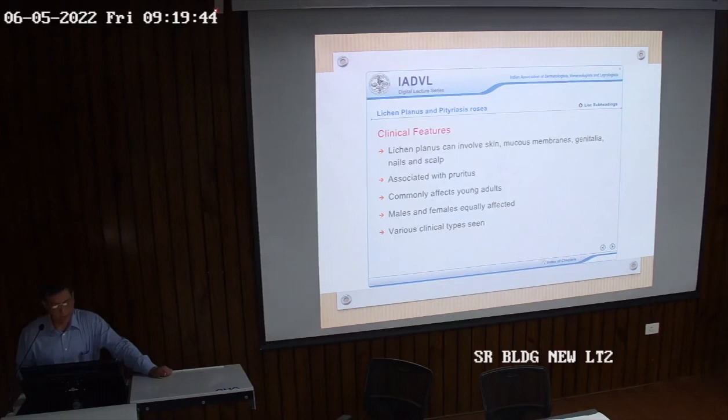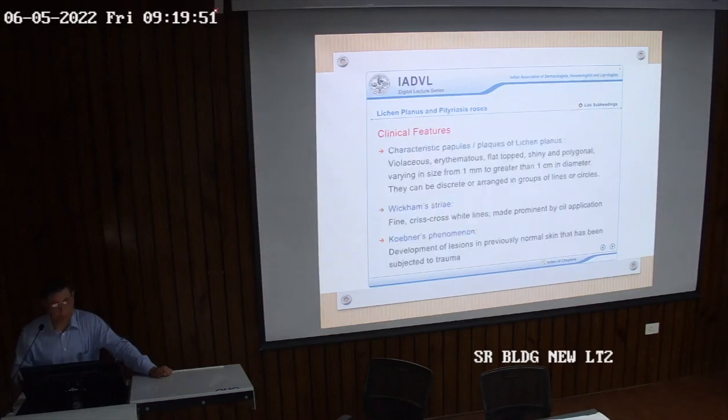It commonly affects young adults, with men and women equally affected, and various clinical types are seen that we'll discuss. These are the characteristic papules and plaques of lichen planus. They are violaceous, as we already read in the definition. This is a very important, clinically clinching factor: the violaceous appearance of the lesion. There are certain entities in dermatology where the lesion appears blue. So what all lesions can appear blue?